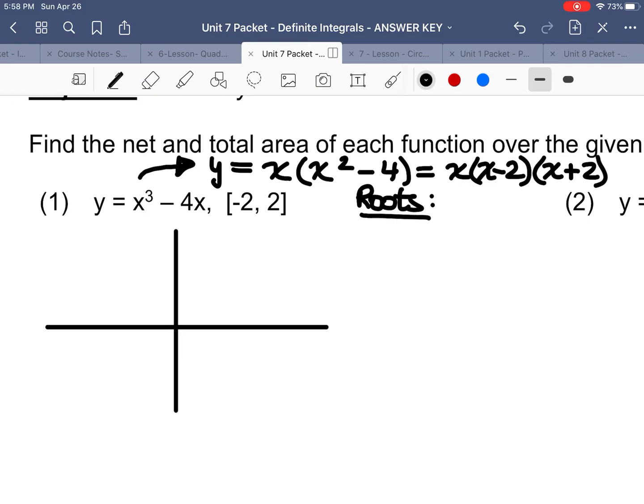All right, so the roots. Are we going to have to do this by hand? Are you really ever going to have to do anything by hand? Like, really? 0 plus or minus 2. Here's 0, here's a negative 2, and here's a positive 2.